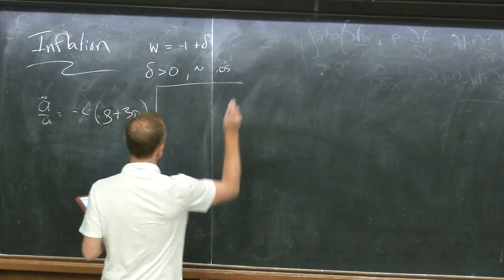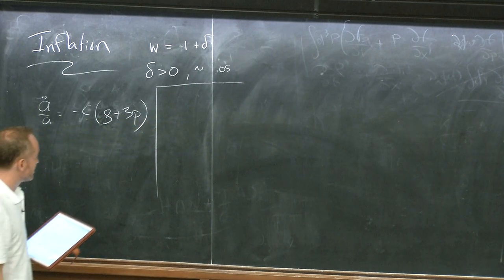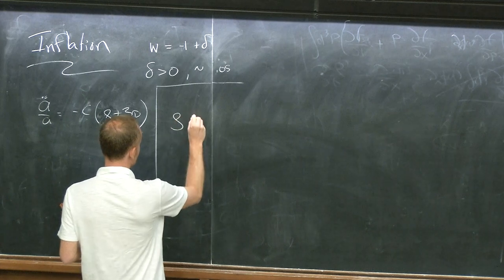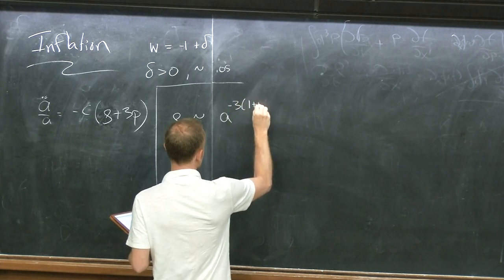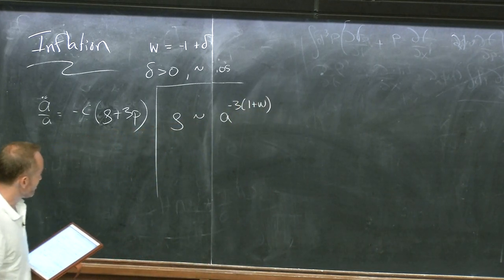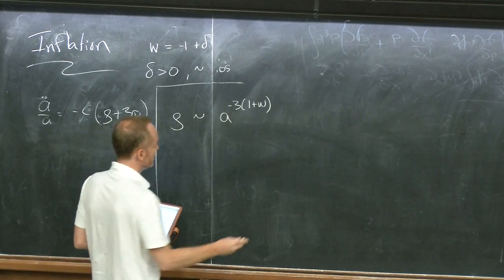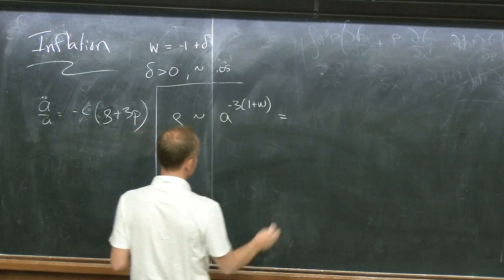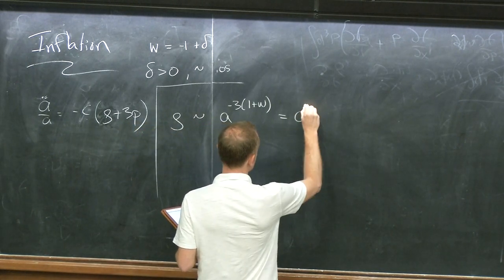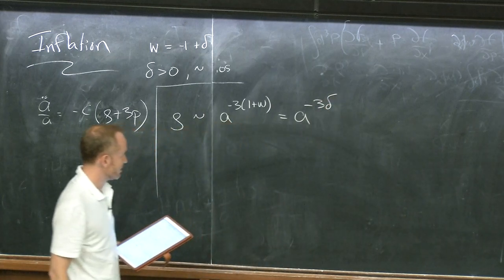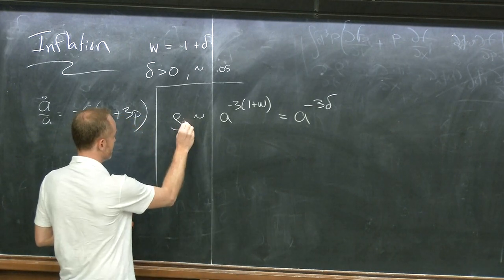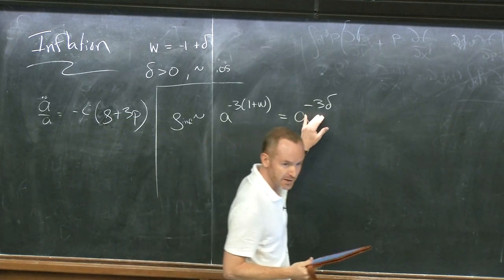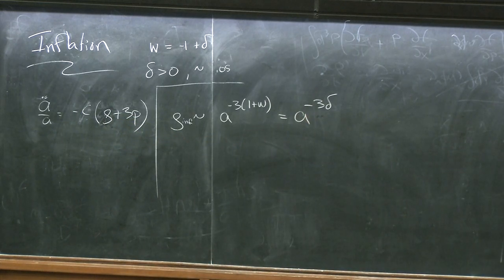If you recall, energy densities redshift like a to the minus 3(1 plus w). So for example, with w equals zero, like a to the minus three. And so with w equals minus one plus delta, then we have a to the minus three delta, with again, delta close to zero. So the energy density of inflation, rho inflation, does decrease as the universe expands, but it does so slowly, much more slowly than any form of ordinary matter or radiation.